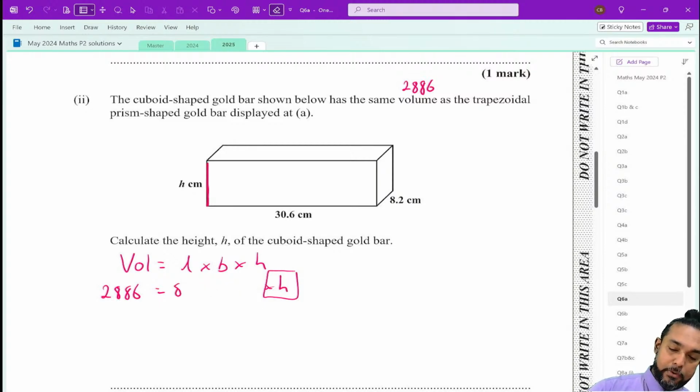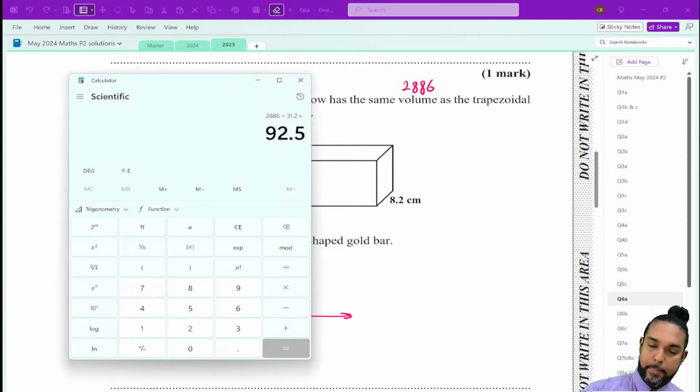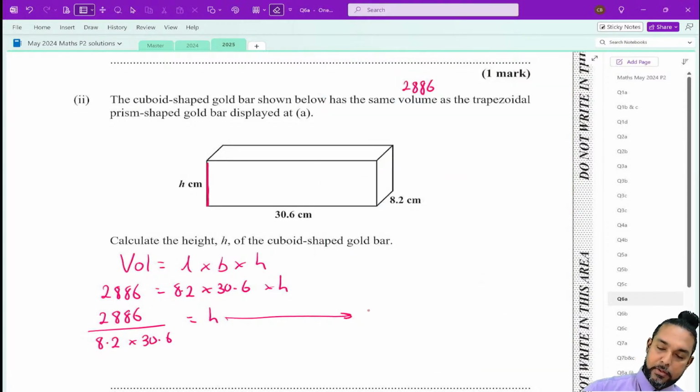Let me just write that a bit neater. If we're multiplying both of those things by h, to solve for h we have to divide by them on both sides of the equation. So we have 2886 divided by 8.2 multiplied by 30.6, and that's equal to h. Let's plug it into our calculator and see what happens. Yeah, 11.5. So 11.5 centimeters.